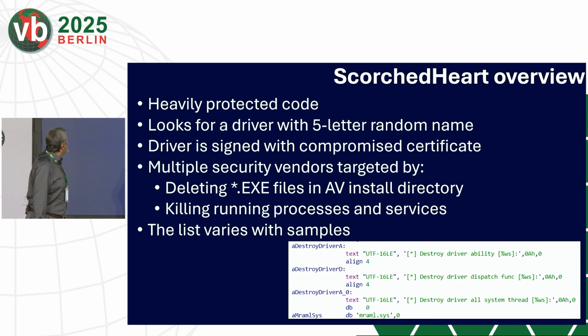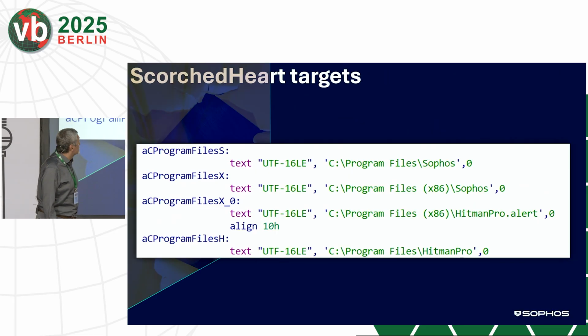What we know, it has a heavily protected code and looks for the driver with a file with a random name. So they are linked together by this name. And the driver is signed with a compromised signature. The killer itself uses the driver to kill processes and services and the files in the install directory of the antivirus solution.